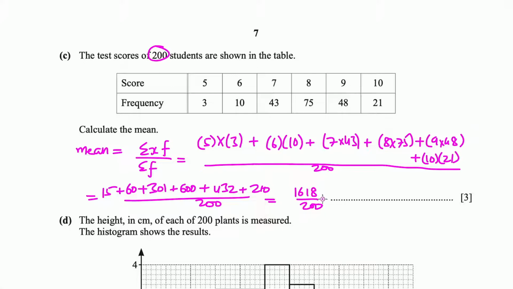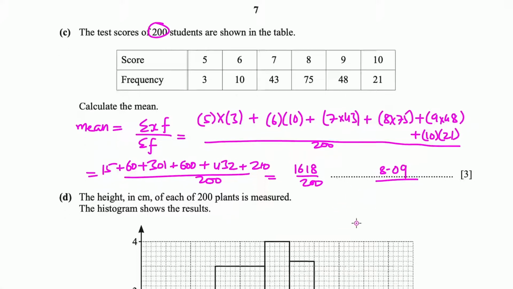And if I calculate the value, 1618 by 200 is 8.09, and that is the value of the mean. So in order to calculate the mean, what you will do is you will take each score and multiply it with frequency, and then you will add all those and divide by the total frequency, the total number of students. That is how you get to a mean.